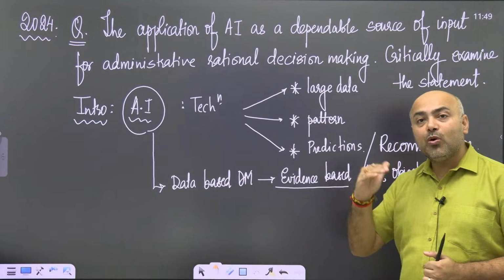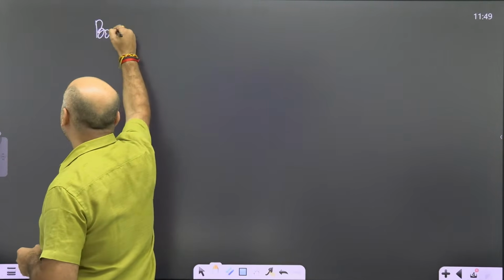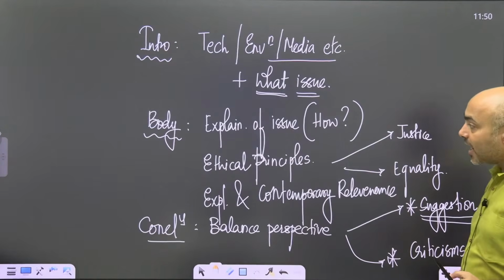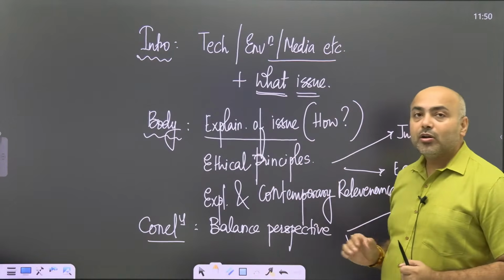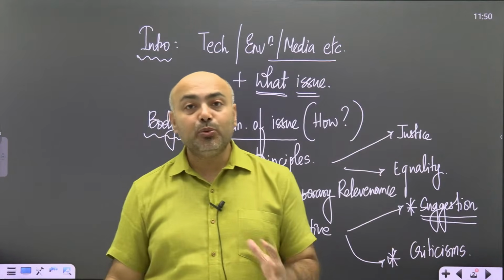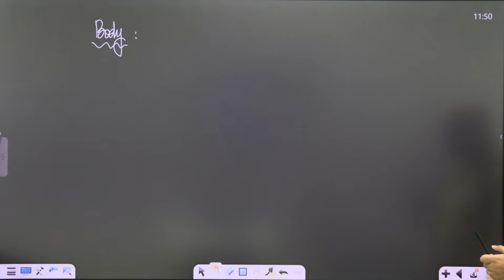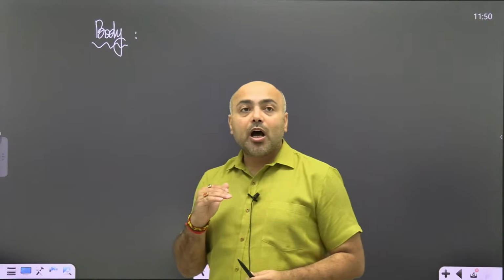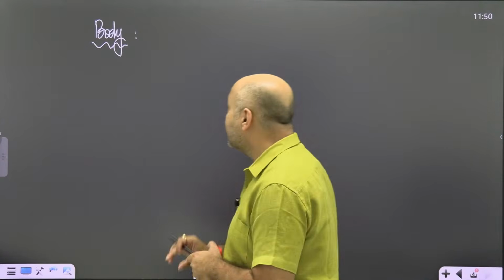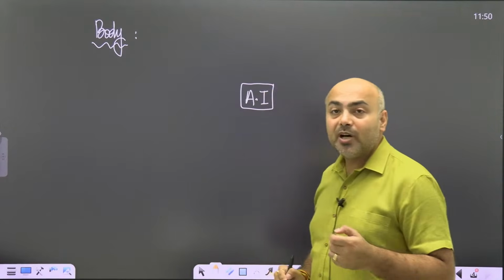Because now in the body part of my answer I am going to introduce the how part. As I said, if you go back, how do we start writing the body part of my answer? Here primarily what we do is we first explain what exactly is the issue here. So in this particular question we are going to write about how artificial intelligence can act as a dependable source. Clear? So what does artificial intelligence do which allows it to become a dependable source?